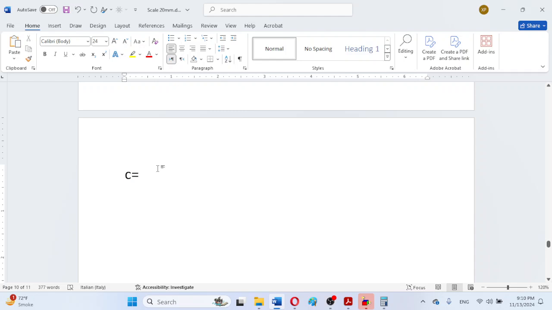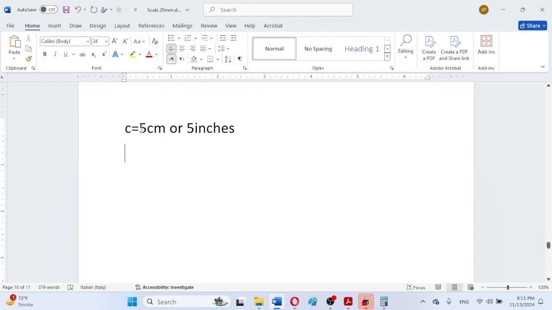So for example, its length is 5 centimeter or 5 inches. Any suitable value that can be assumed to start the position synthesis process. So at this stage, I will be assuming the dimensions in centimeter or millimeters. So I will be taking the dimension of the rocker, for example 5 centimeter.